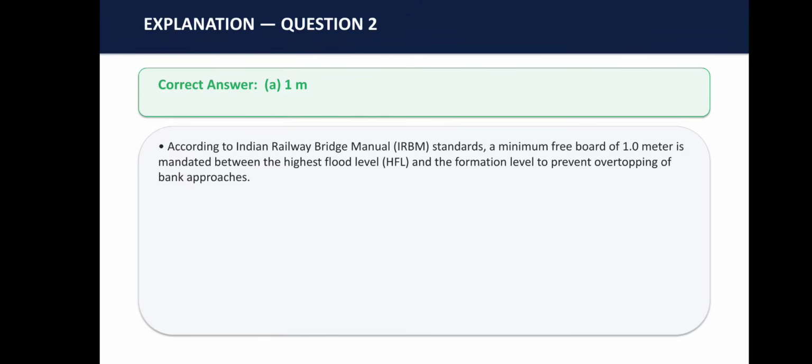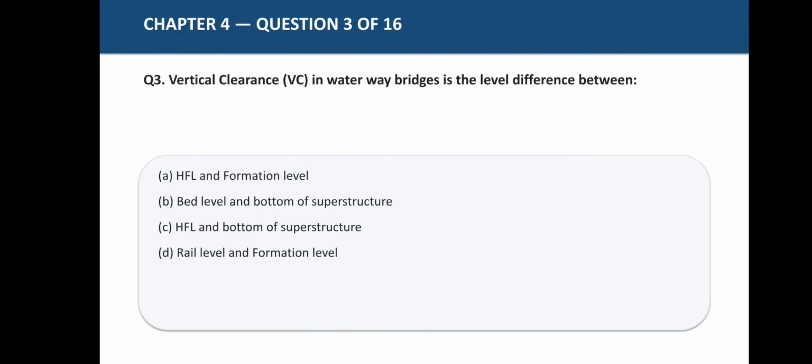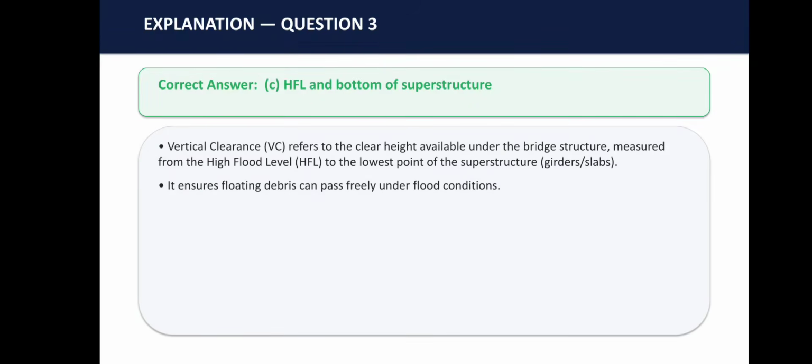Question 3. Vertical clearance in waterway bridges is the level difference between which levels? Option A. HFL and formation level. Option B. Bed level and bottom of superstructure. Option C. HFL and bottom of superstructure. Option D. Rail level and formation level. The correct answer is option C. HFL and bottom of superstructure.